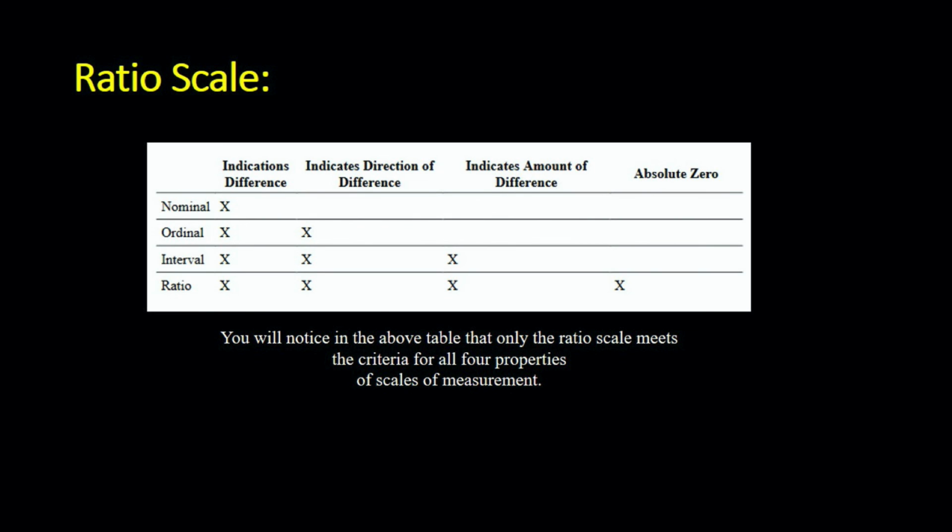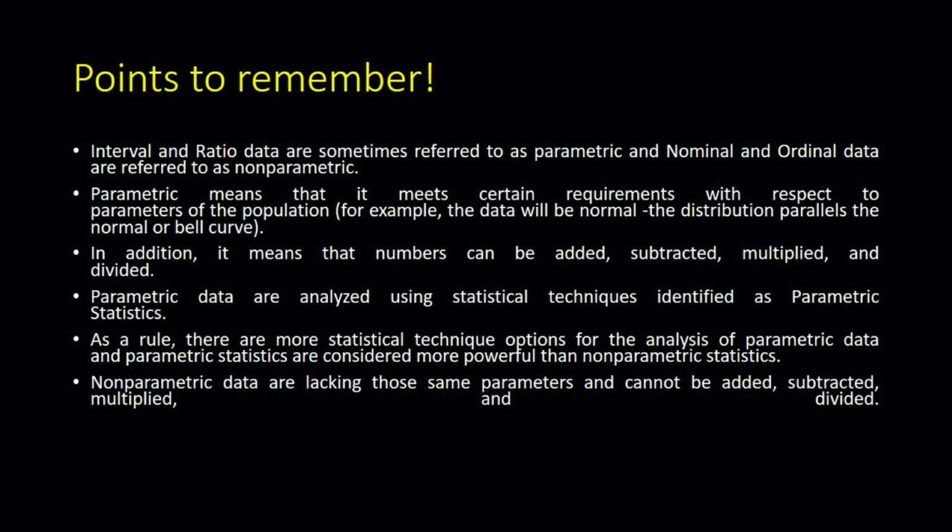In the next slide, you can see here some points to be remembered. Interval and ratio data are sometimes referred to as parametric, and nominal and ordinal data are referred to as non-parametric. First, I'm going to define the parametric and non-parametric test. The data which have a normal or a bell-shaped curve are called parametric data, whereas the data that do not have a bell-shaped curve are called non-parametric data.